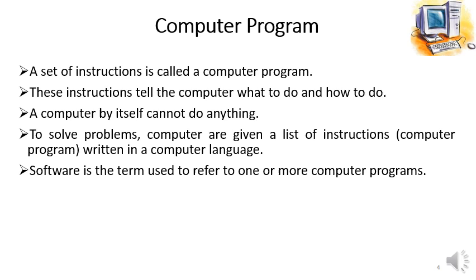Software is the term used to refer to one or more computer programs. So normally whenever multiple programs are combined together in a single module or a single unit which performs several related tasks toward a common goal, that is called software, which is a combination of many small programs. That's why they say that software is the term used to refer to one or more computer programs.